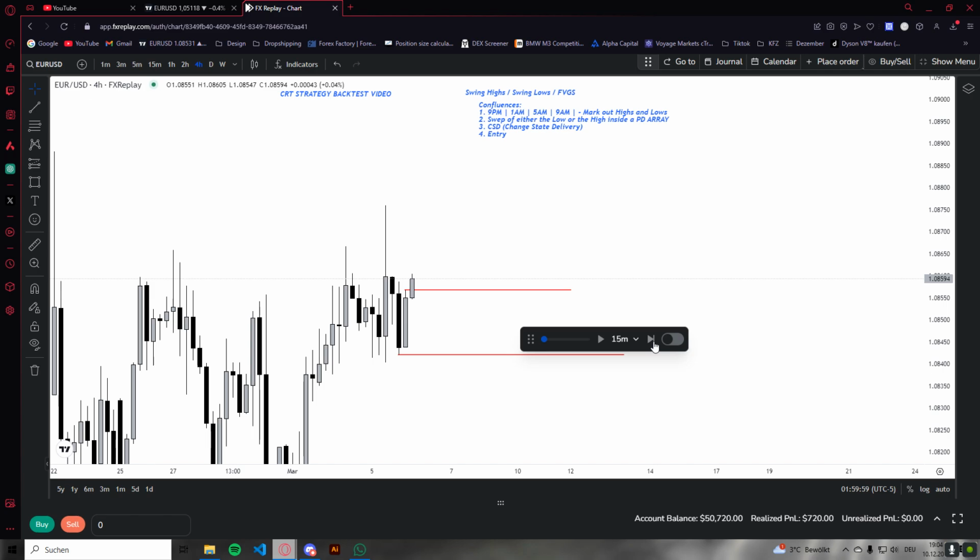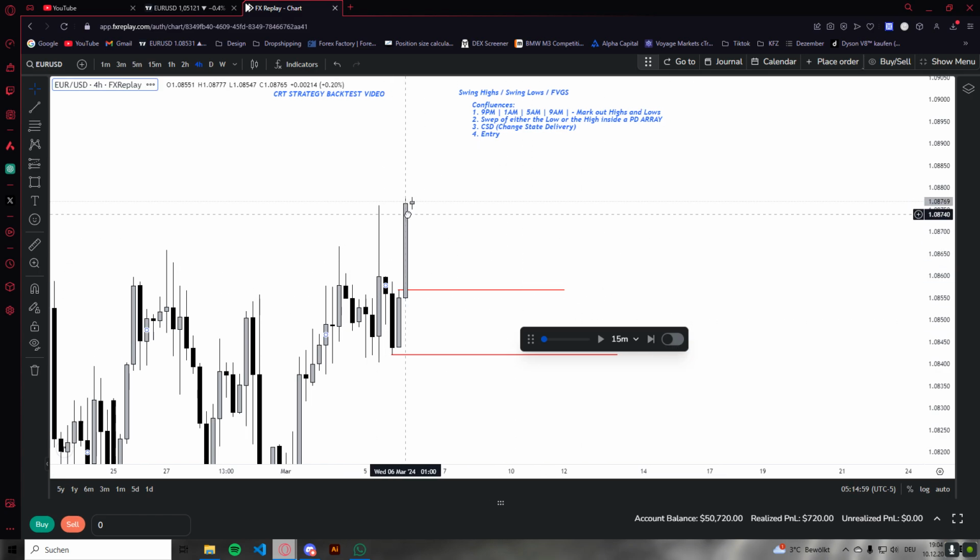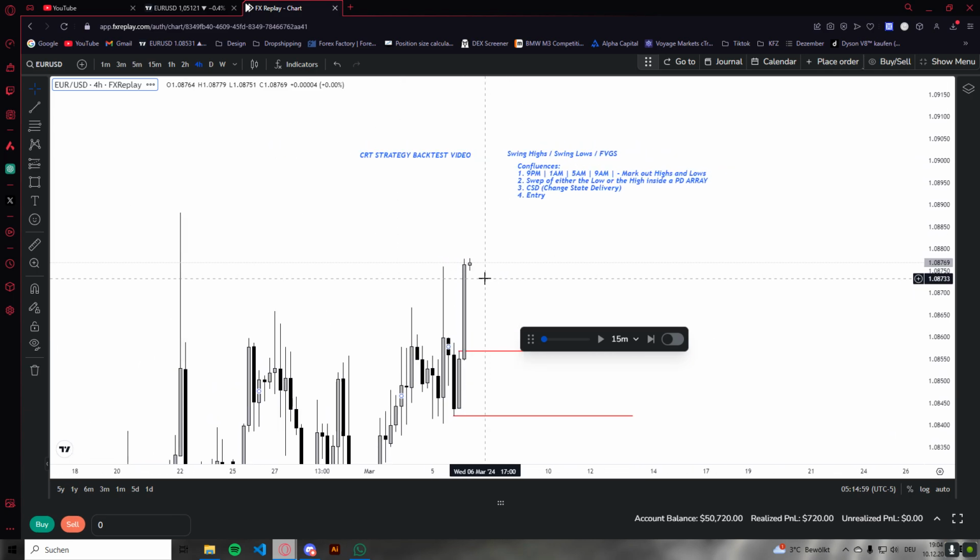We want to see sweep of a high or low inside a PD array. Where's our PD array? This swing high, that's too high. So we're gonna wait for the next candle. Here's the next candle, the 1 a.m. Where's the next PD array? That's this high. I think that's too far for me. So we're gonna wait.